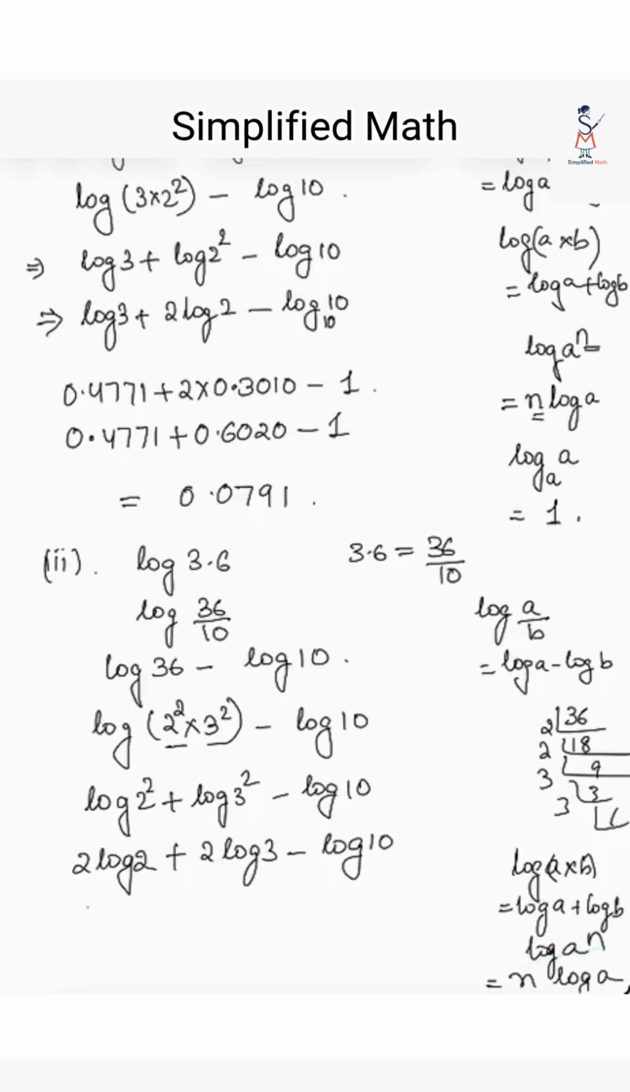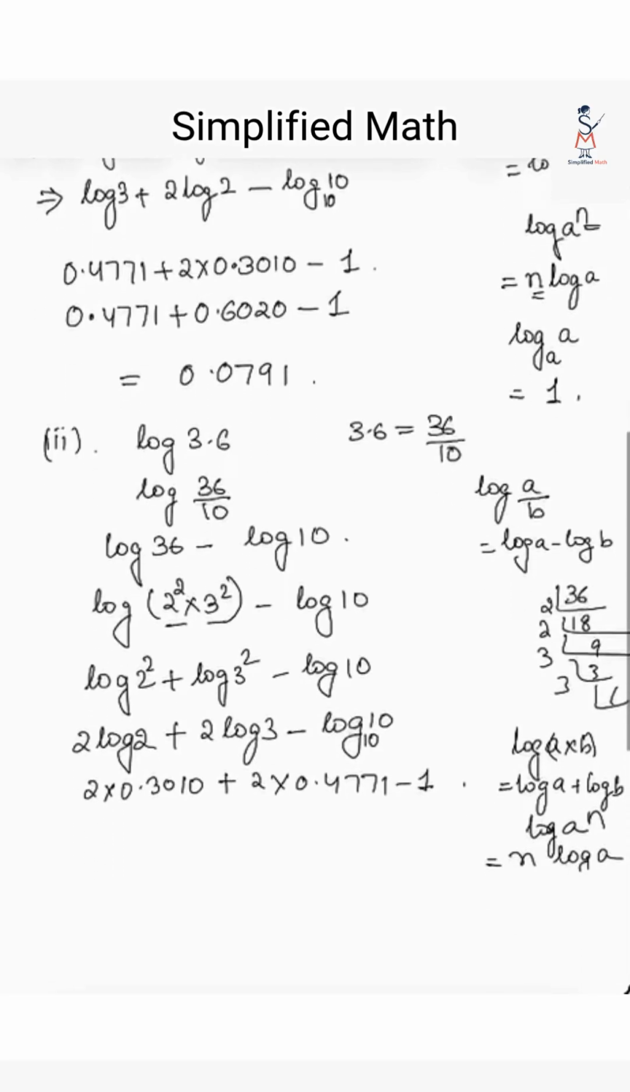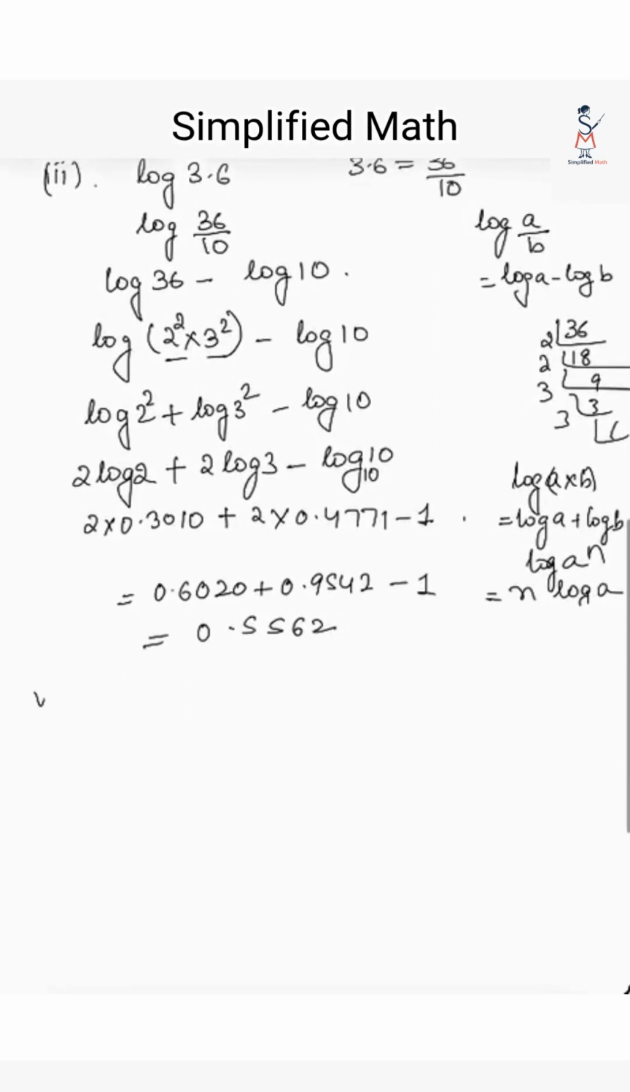Now we know the value of log 2 is given. So 2 into 0.3010 plus 2 into 0.4771, and log 10 to the base 10 is always 1. So this will come out as 0.6020 plus 0.9542 minus 1, that is 0.5562. Right?